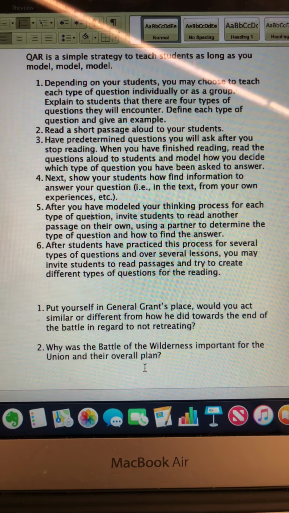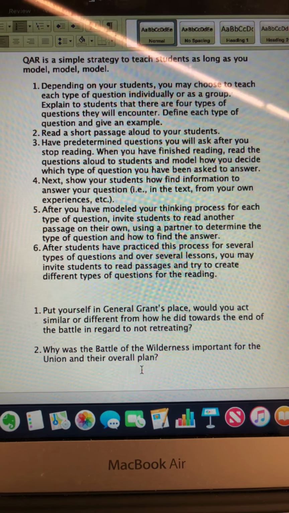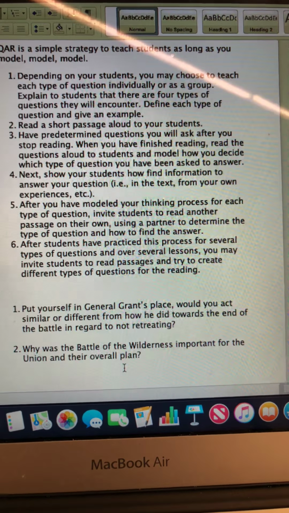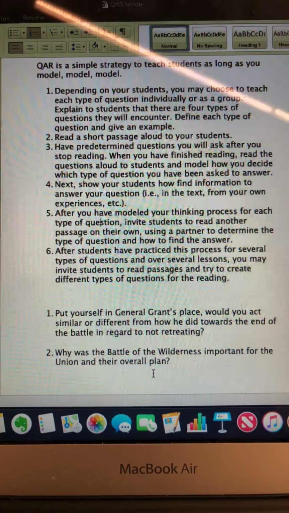The last kind of question is on my own. This question does not require students to have read the passage, but he or she must use their background knowledge or prior knowledge to answer the question.